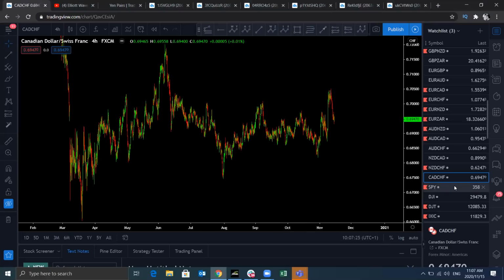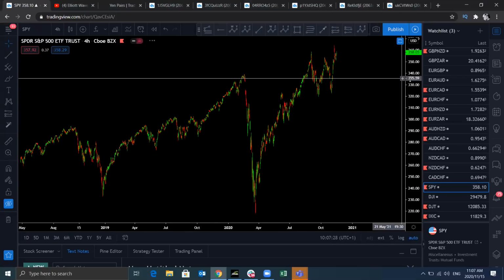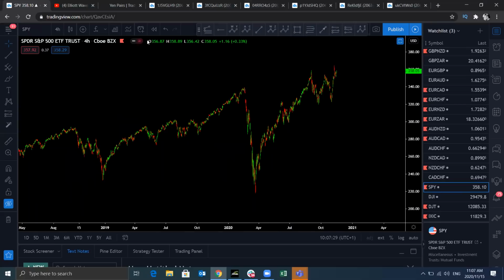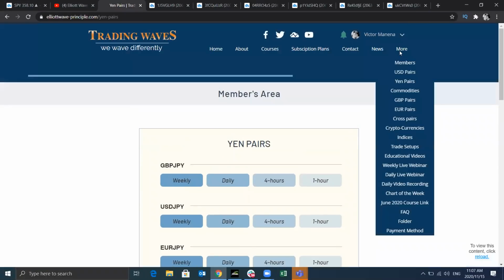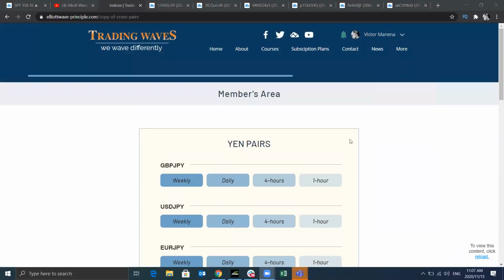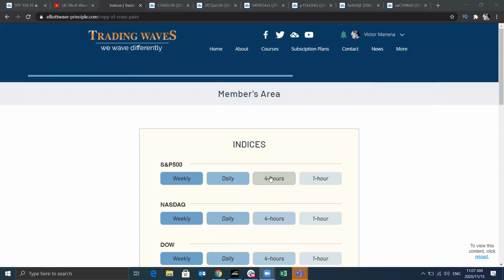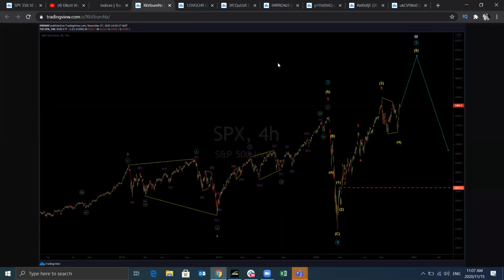Now, looking at the indices is quite simple. I'm just going to show you the structure here that we expected and is playing out as expected. Let's just go to the site and look at the indices. The indices are straightforward because they're just making an impulse, last wave 5. If you look at the S&P 500, what did we expect? We expected this to be a wave 4 and push to the upside, and this is how it has played out. We didn't only focus after the move, we focused when this was here, that it was going to push up to the upside.